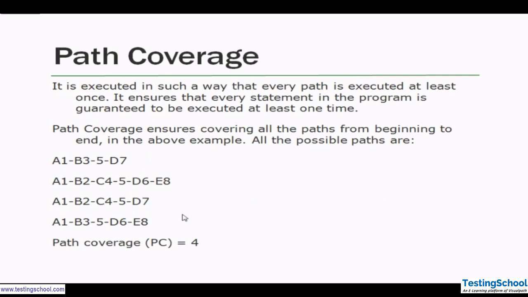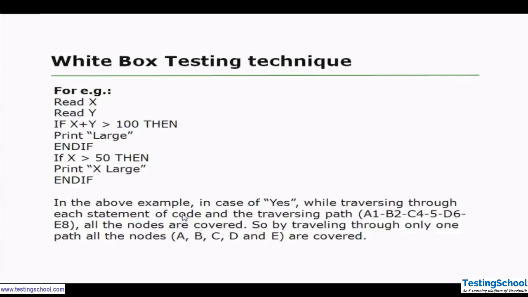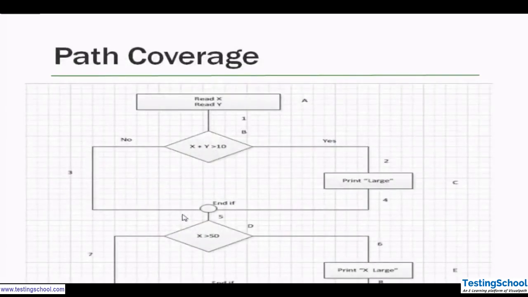Path coverage ensures that all the paths are executed at least once. It ensures that every statement in the program is guaranteed to be executed at least one time. So path coverage ensures covering all the paths from beginning to end. In the example shown in the diagram, all the possible paths are like this: A1 to B3, then 5, then B7. So let's go back to the diagram.